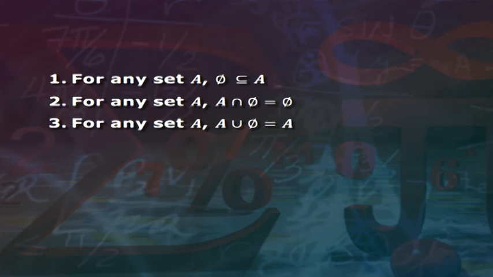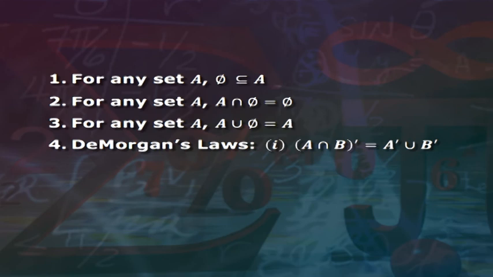Some of the important results related with these notions are: for any set A, phi is a subset of A. For any set A, A intersection phi is equal to phi. For any set A, A union phi is equal to A. And lastly, the very important De Morgan's laws, which can be read as: 1. Complement of the intersection is equal to the union of complements, and 2. Complement of the union is equal to the intersection of the complements.